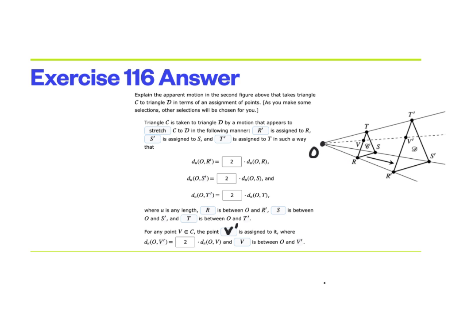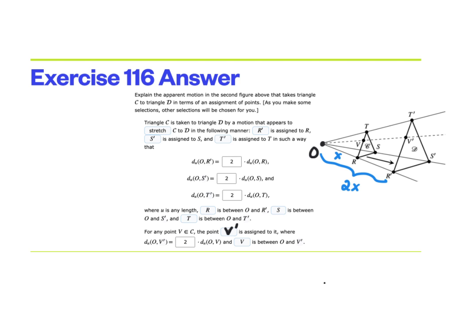So as I look at this, it appears to be 2 times the distance from O to R. And the same appears to be true here. The distance between O and S prime appears to be double the distance between O and S. The distance between O and T prime appears to be 2 times the distance between O and T. R is between O and R prime. Here's R, between O and R prime. S is between O and S prime, here and here. T is between O and T prime.